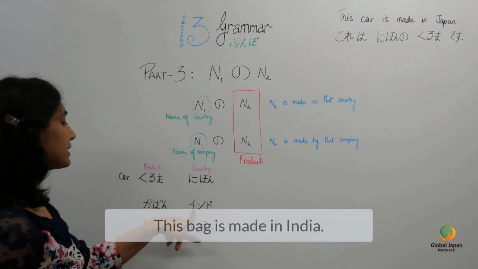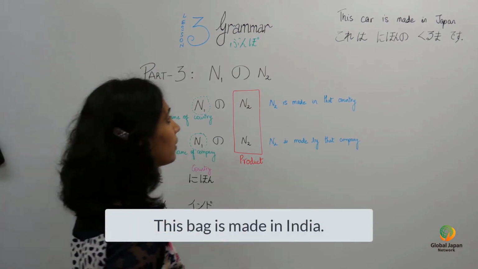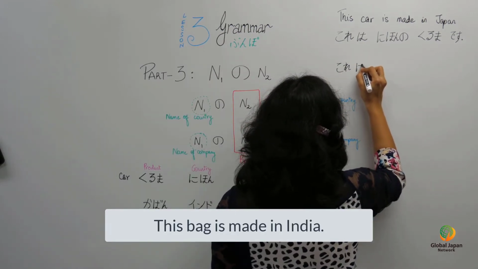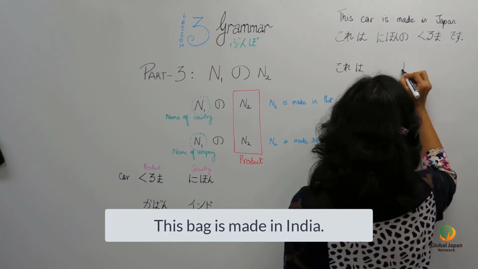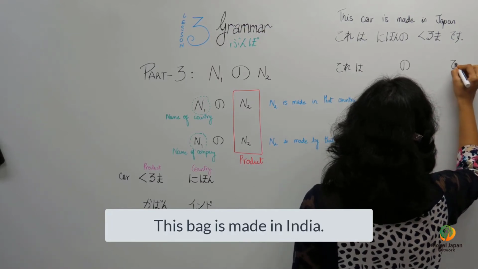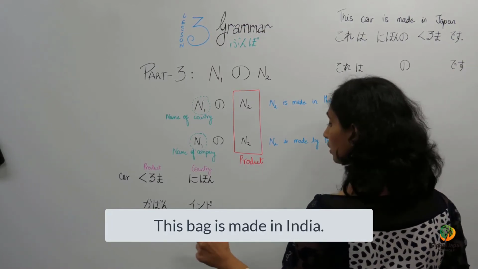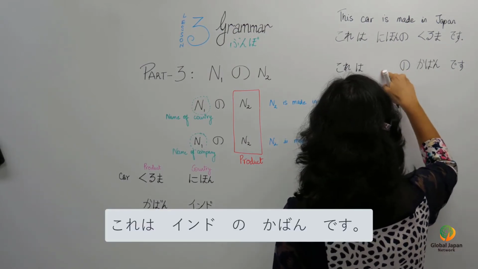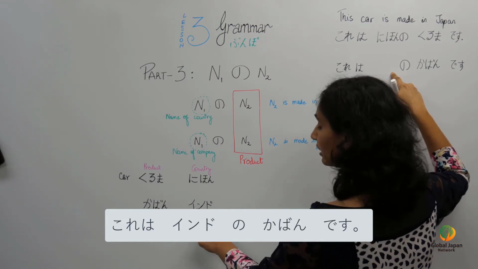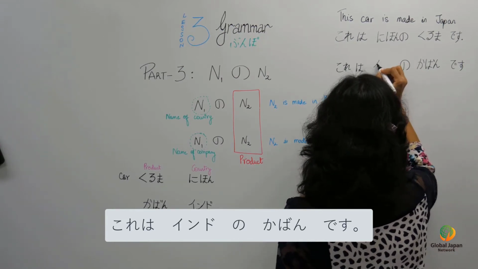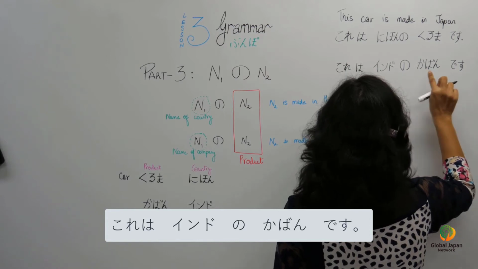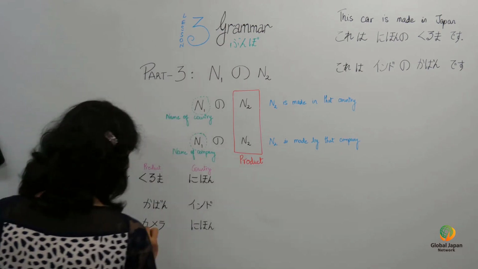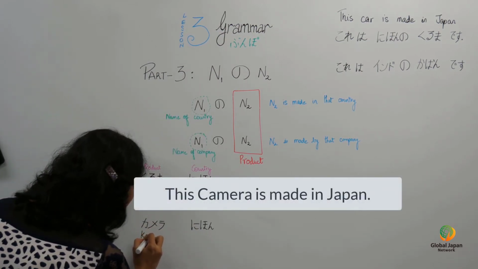This bag is made in India or is from India. The sentence would be Kore wa something no something desu. What is the product? Kaban. So Kaban would be N2. What is the country name here? Indo. I have written this in katakana here. Kore wa Indo no kaban desu. This word is in katakana. It reads as camera.